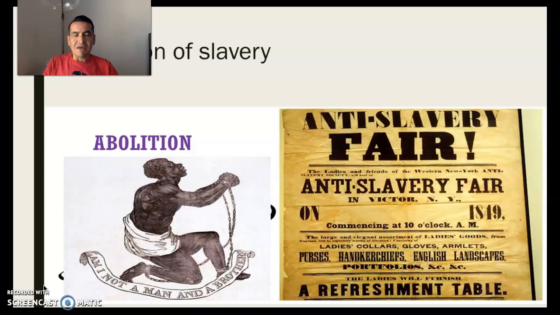So just as some people feared abolishing slavery, people had an economic interest, an economic imperative to maintain that system of domination. But even in that moment, the abolitionists were moving. And here's a poster from 1849, an anti-slavery fair, right? Where people came together to think about how to stand and do away with the system.